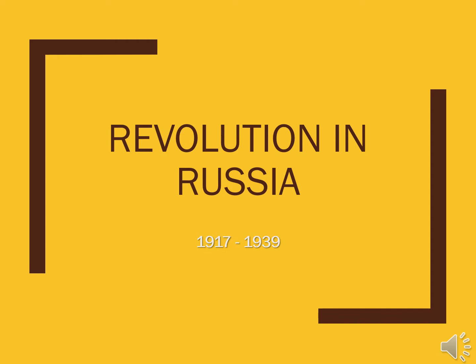So, what we're talking about today is the revolution that's taking place in Russia that begins in 1917 during World War I, and the communists, how they take over. We're going to discuss that, and then we're going to discuss the results of that and how the communists ruled until 1939, which is the beginning of World War II.